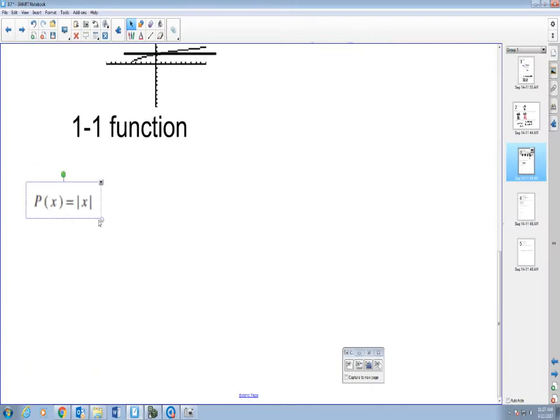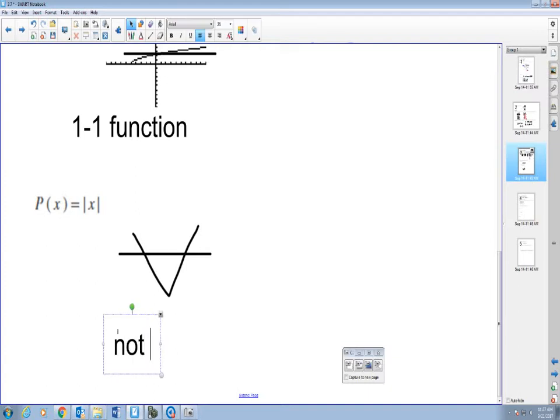All right. Absolute value of x, as you remember, is a V. So if I draw a horizontal line through it, it's going to tell me that it is not a one-to-one function. So if it's not a one-to-one function, then it does not have an inverse function.